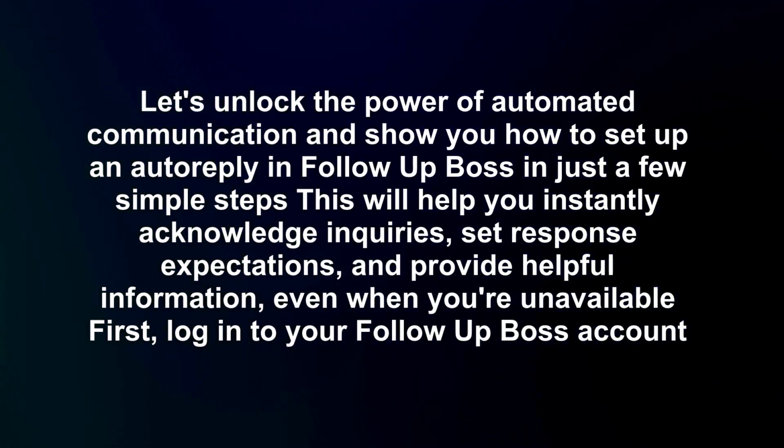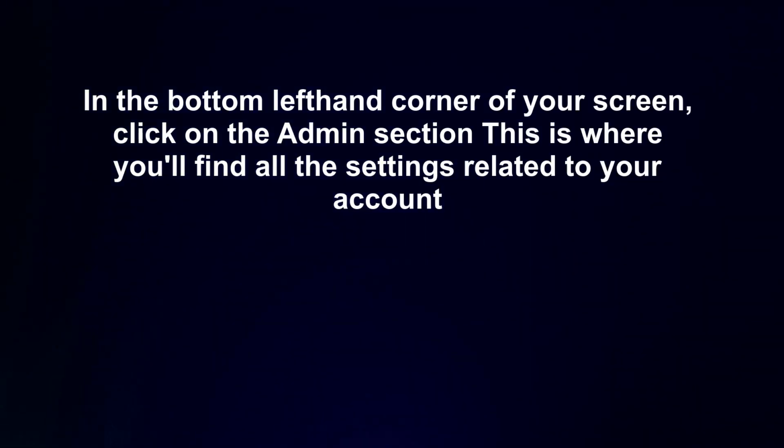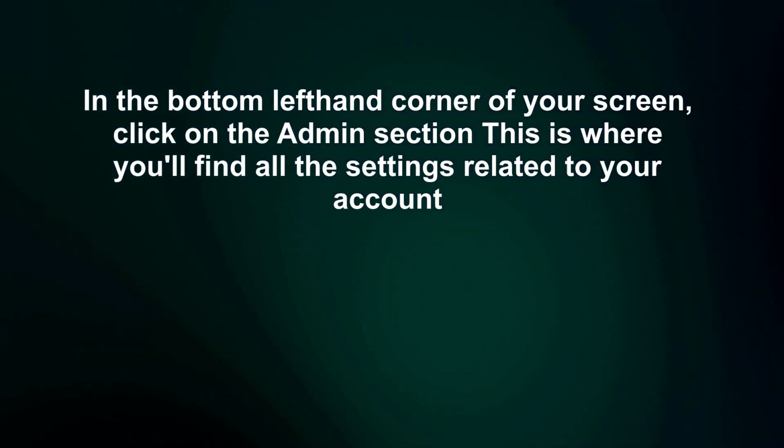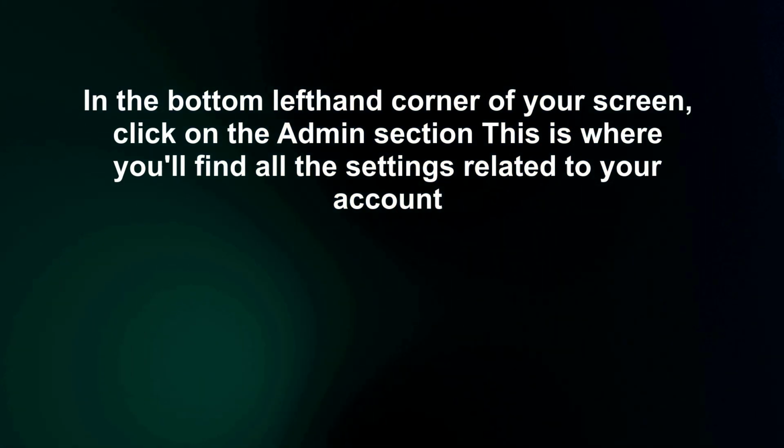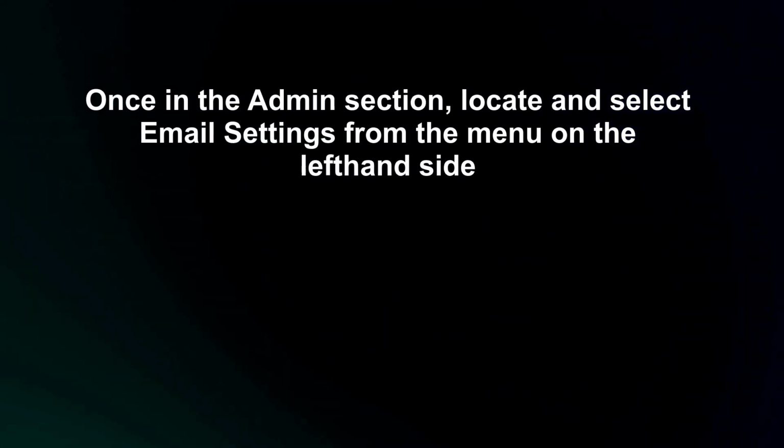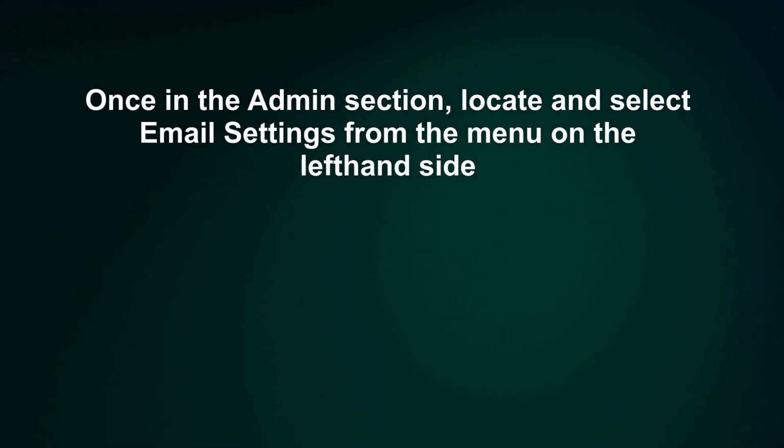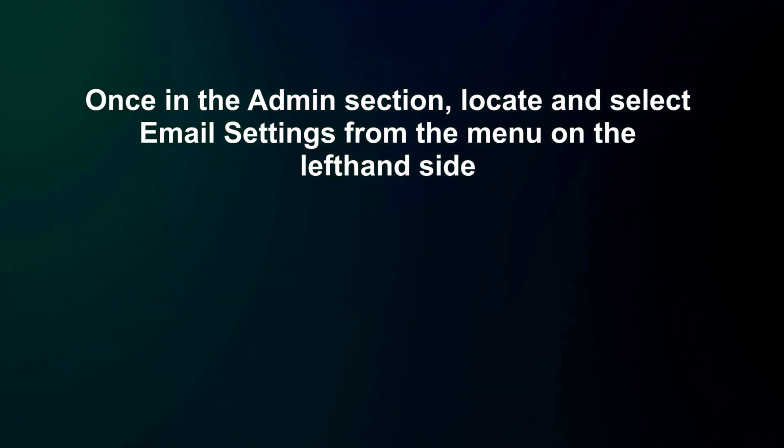First, log into your Follow Up Boss account. In the bottom left-hand corner of your screen, click on the admin section. This is where you'll find all the settings related to your account. Once in the admin section, locate and select email settings from the menu on the left-hand side.